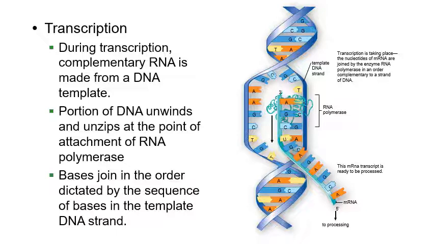So we use the template strand of the DNA for the RNA polymerase to read, and then he's just going to follow base pairing rules. So he sees a C over here, he's going to add a G. He sees a G over here, he's going to add a C to the mRNA. If he sees an A, he's going to add a U, because remember there's no T in mRNA.